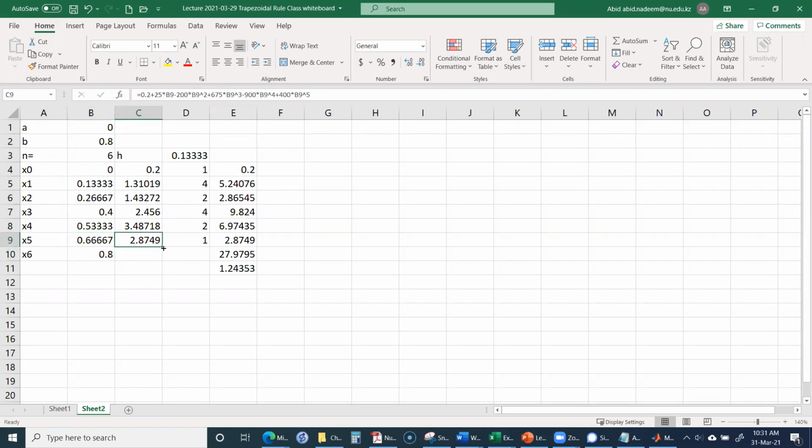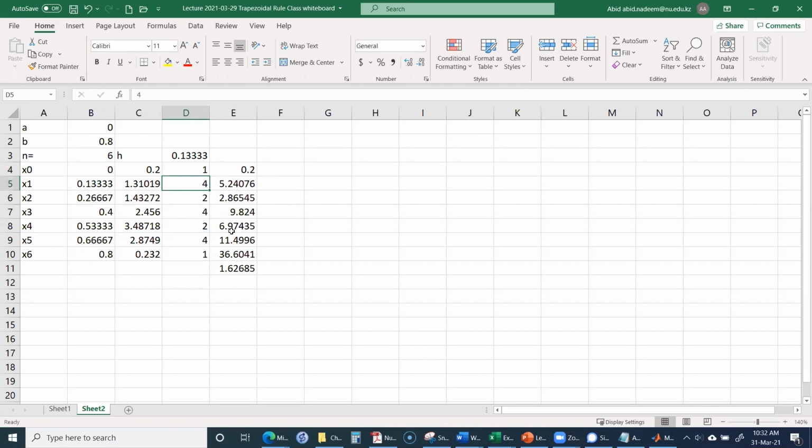I should take one more point, and then it should be 4 over here, and then it should be 1 here. So then how many segments do we have? These are a total of 7 points, and 7 points will mean 6 segments. So the coefficients will be 1, 4, 2, 4, 2, 4, 1. Okay, so it's like that.